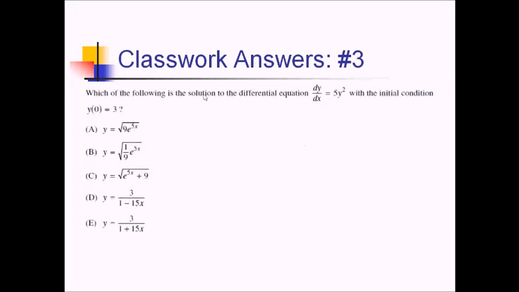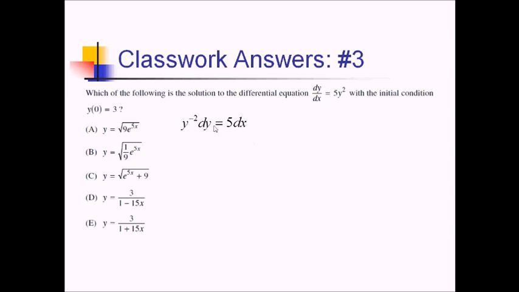For this problem, we want the solution to the differential equation dy over dx equals 5y squared with this initial condition. So we're going to start by separating variables because I have a y in my differential equation, an output variable. So I'm going to start by dividing both sides by y squared. That gives me dy over y squared, or y to the negative 2 dy, same thing, equals, well, I'm going to multiply the dx over to the right side, so that's going to be 5 dx.